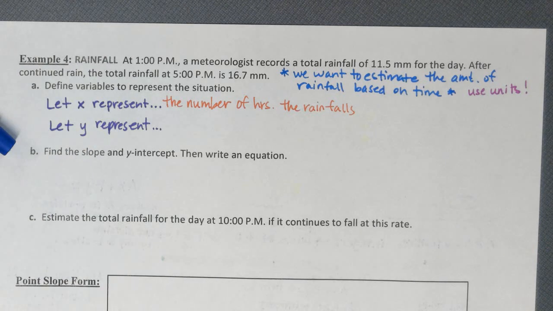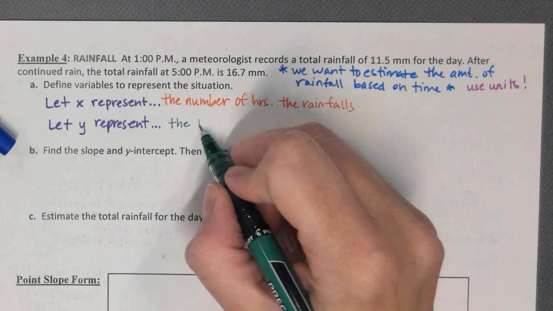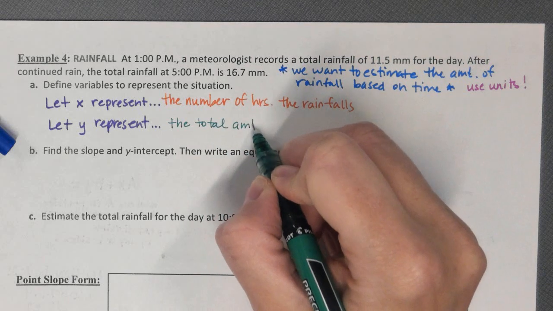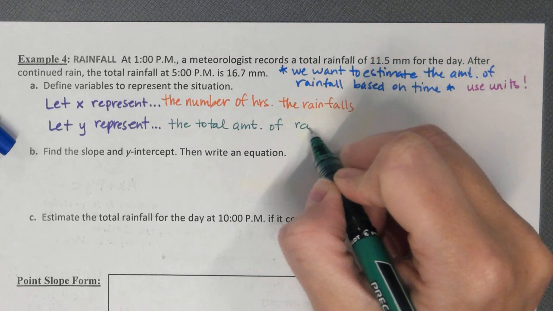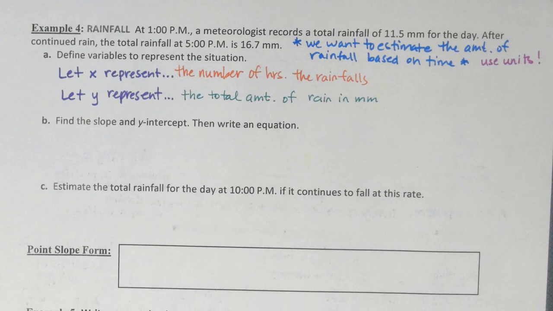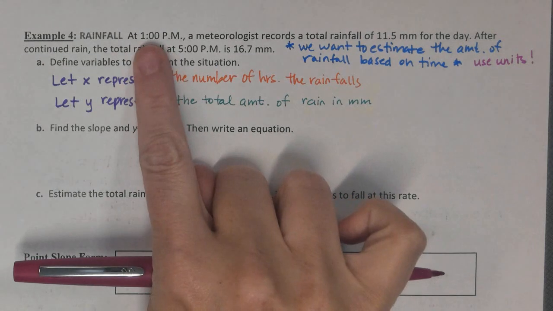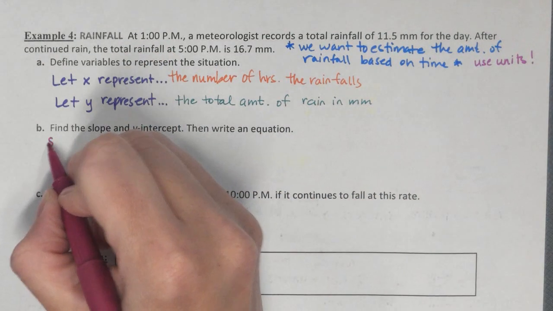Alright, and then let Y represent the total amount of rainfall, and what's that measured in? Yeah, the total amount of rain in millimeters. Okay, so find the slope and the y-intercept, then write an equation. The simpler one to start with is going to be the y-intercept. All you need is the slope and the y-intercept to write an equation. So let's think about where this starts, right? So it starts at 1 p.m.